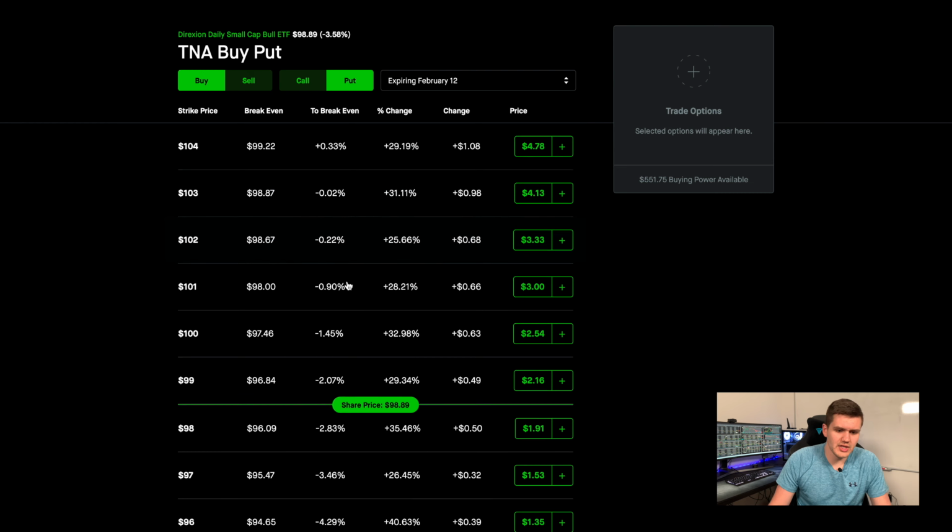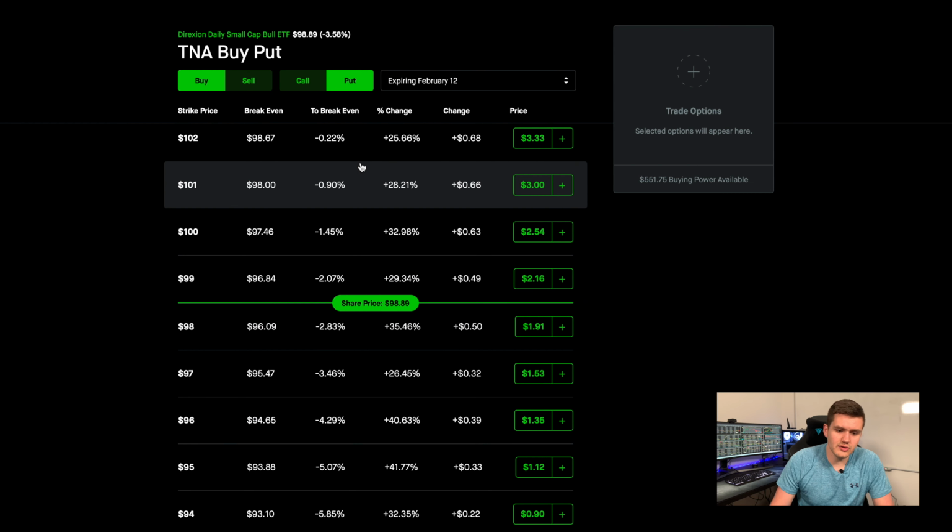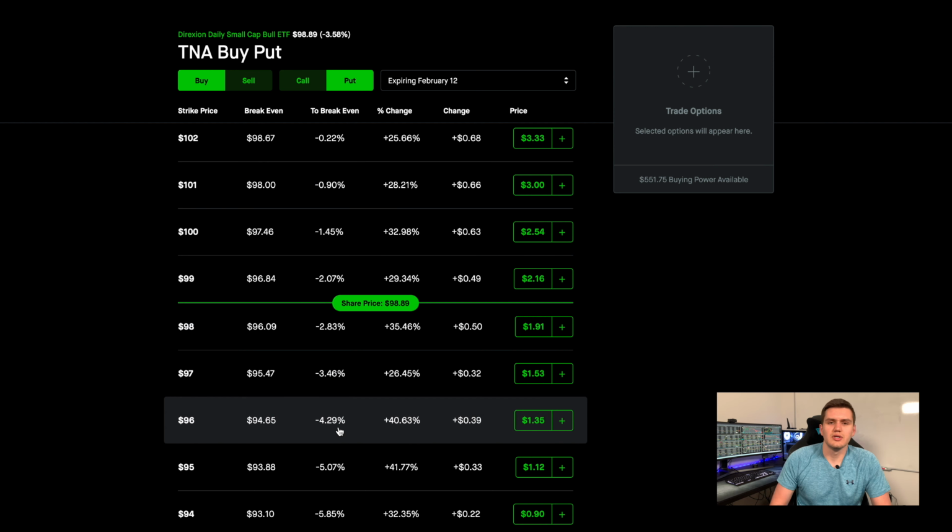As far as a put, anything above the current share price is considered in the money, and anything below the current share price is considered out of the money.